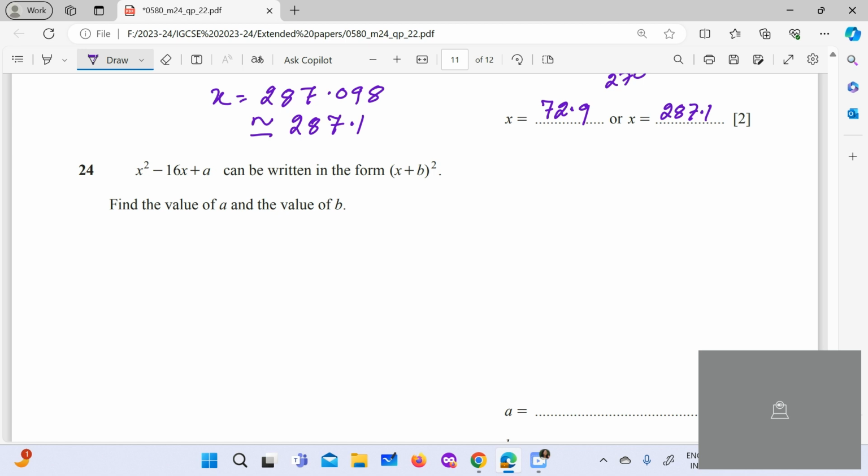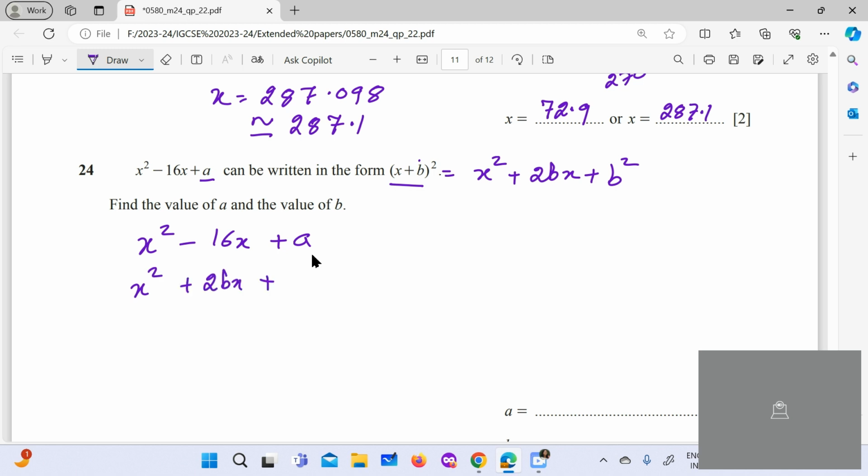x squared minus 16x plus a can be written in the form (x plus b) whole squared. Find the values of a and b. So we have to find the values of a and b, and it says that x squared minus 16x plus a can be written in this form. If I expand this, what will I get? I will get x squared plus 2bx plus b squared. Let me write these here: x squared plus 2bx plus b squared.